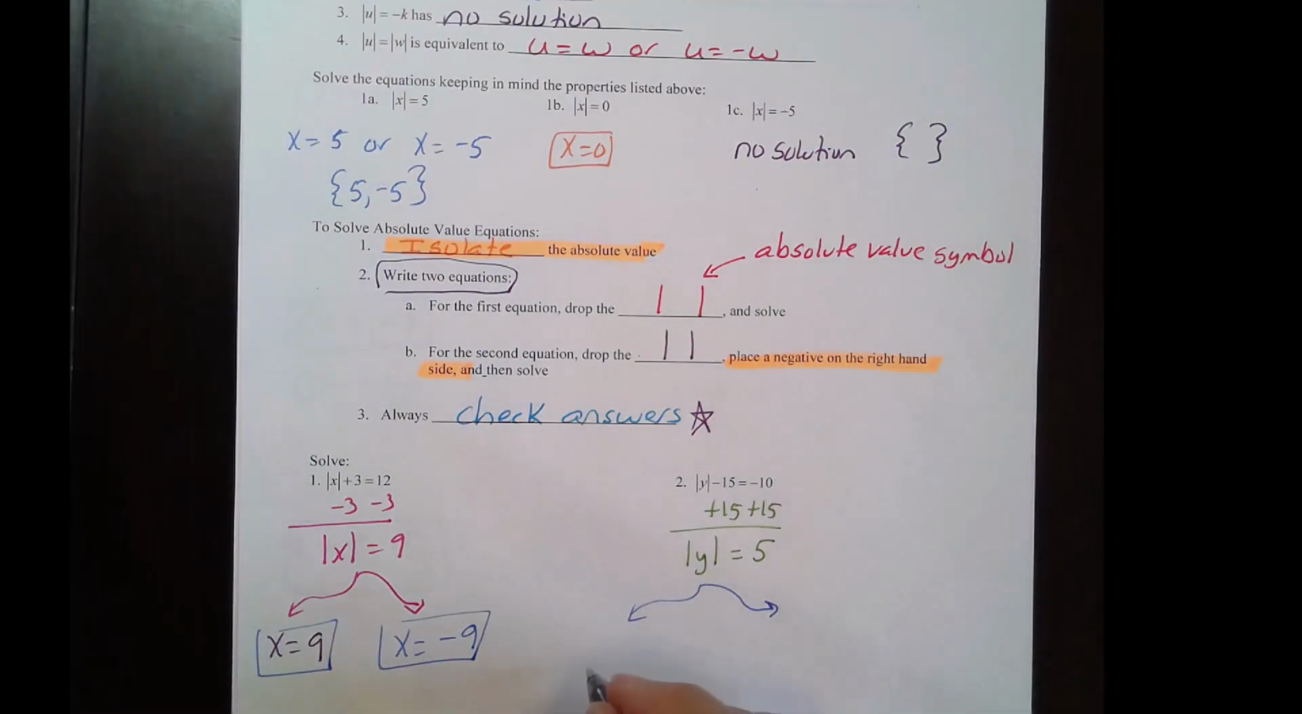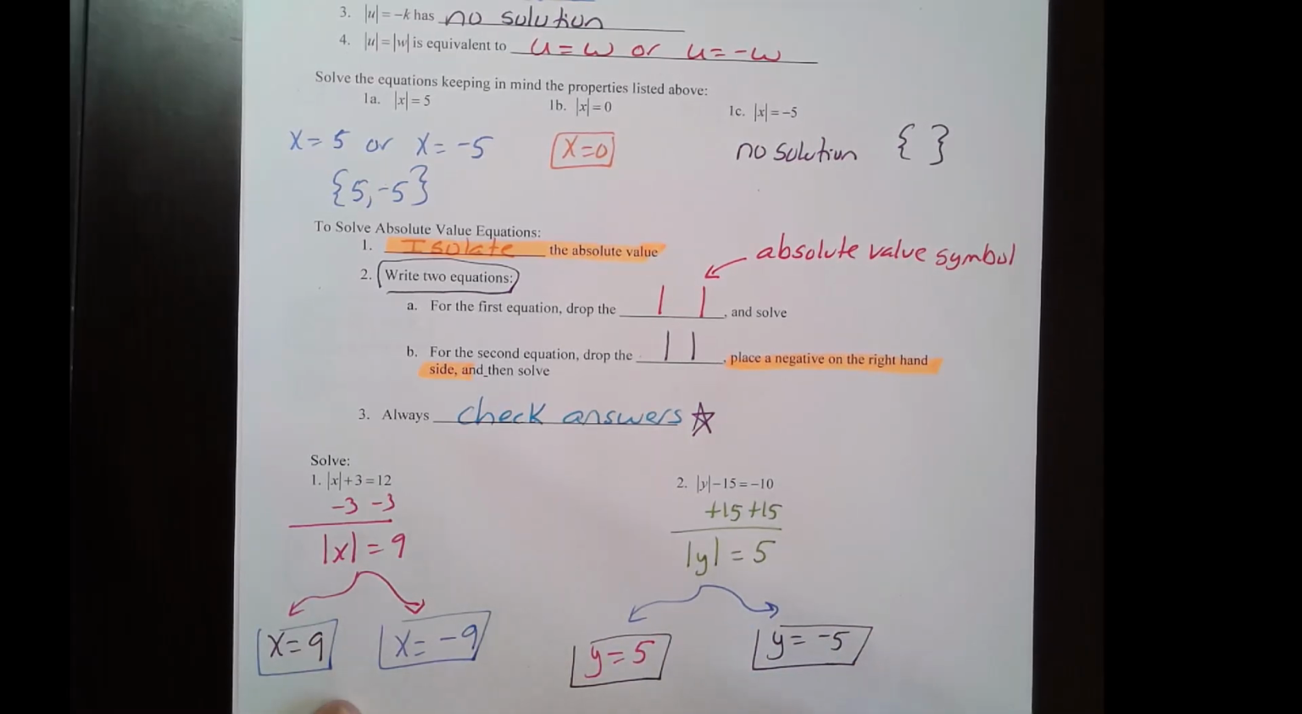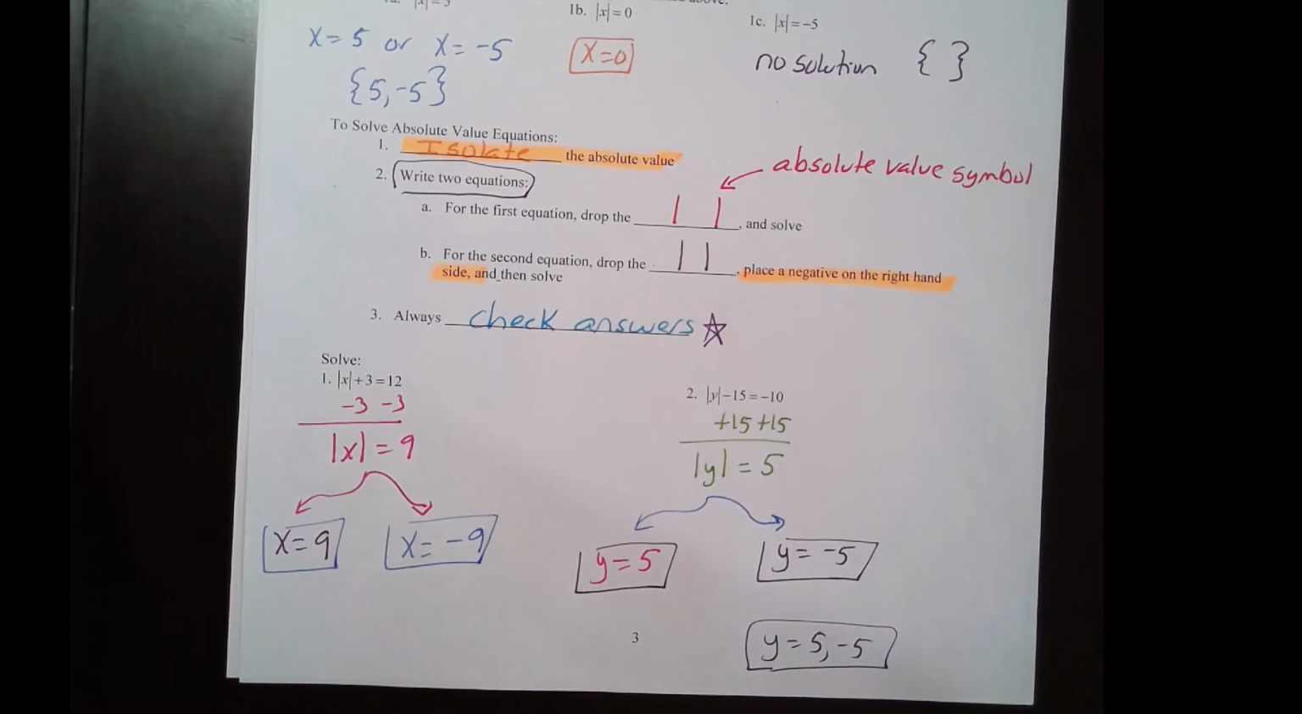Dropping off the absolute value, we get y equaling a positive 5. Dropping off the absolute value and putting a negative on the right-hand side, we get y equaling -5. If you want to write your answers with a comma separating them, you're more than welcome to do so as well. So y could equal 5, -5.